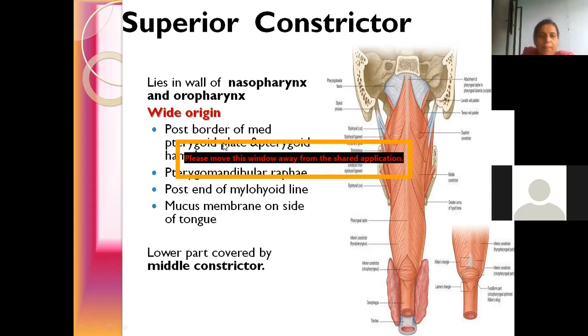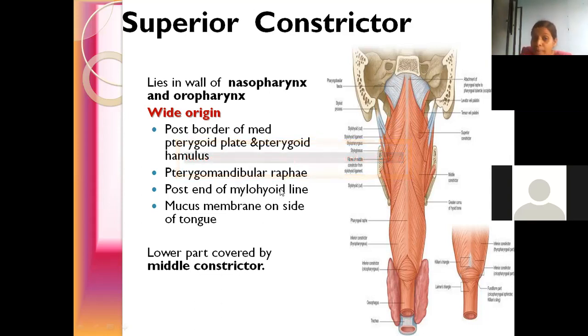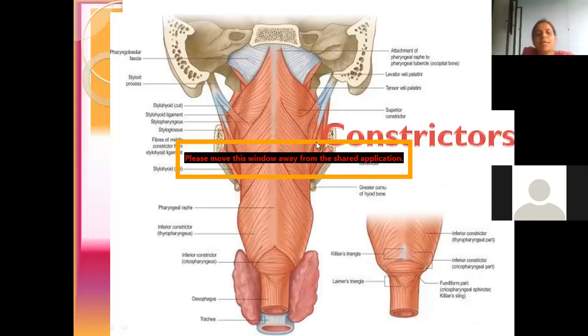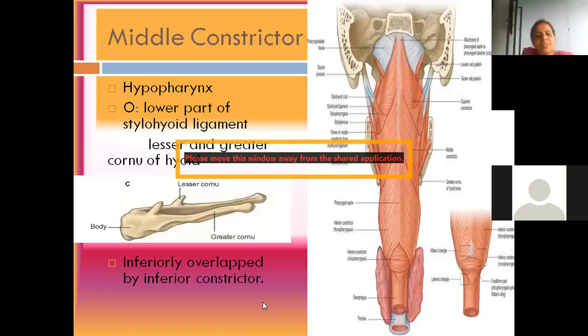So the medial pterygoid plate is now giving origin to the first muscle. Near to that, you will have the pterygoid hamulus also. And this particular midline area, you call it the pterygomandibular raphe, you see in the mandible bone. And the mylohyoid line also I have shown you in the mandible bone. And mucous membrane on the sides of the tongue. So that is the wide origin this muscle has, and the insertion is the median raphe. The lower part of the superior constrictor is covered by the middle constrictor.